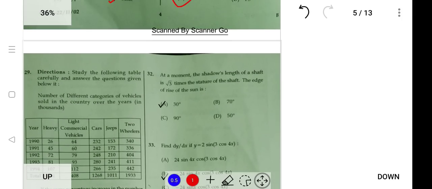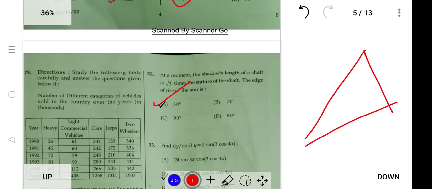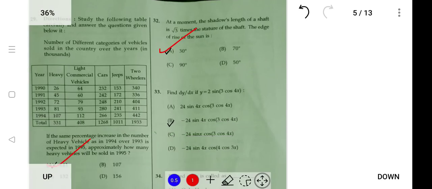At the moment, the shadow of a shaft is root 3 times the shadow of the stature of the shaft. The angle of elevation of the sun is, so the answer is 30 degrees. So suppose it is shadow. Now the shadow length of a shaft is root 3 times the stature of the shaft. That is, perpendicular by base is root 3. It is 30 degrees for tan.